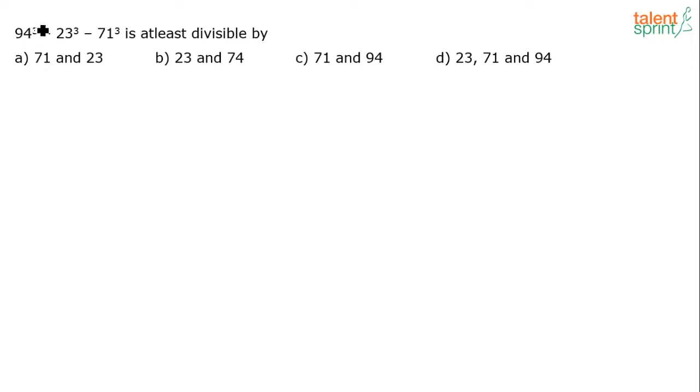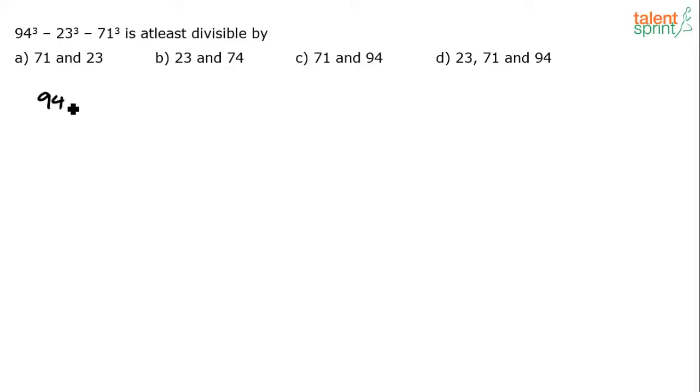It will take too much time. I mean, finding out 94 cube itself will take you some time, and then 23 cube, 71 cube, then finding out the arithmetic sum of these three, or whatever the difference that has to be calculated, and then checking by options, right? That's not the method to be followed. That's not the ideal method, I would say. Instead, something smart can be done.